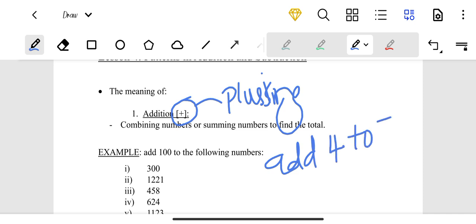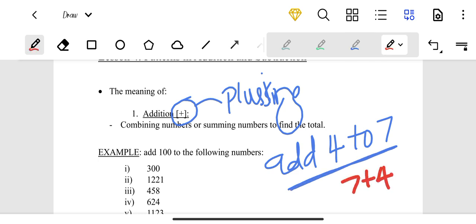Let me give an example. Let's say we have something like add 4 to 7. If you are told to add 4 to 7, it means that you already have 7 and you're supposed to add a 4. So let me make an example of something that may happen. Let's say you have 7 oranges, right? And then I come and give you 4 oranges. Now I ask you, how many oranges are there? Or how many oranges do you have?